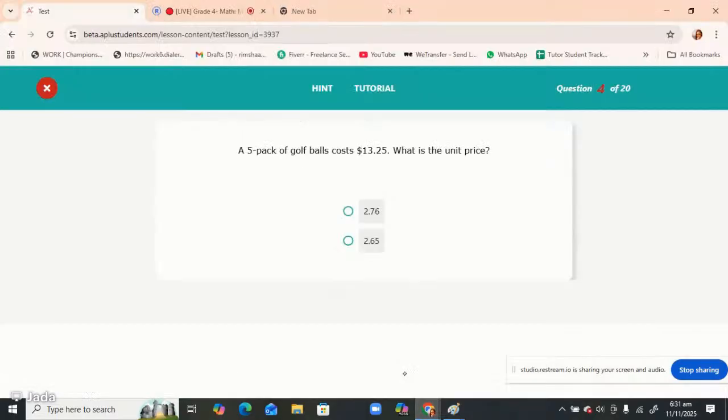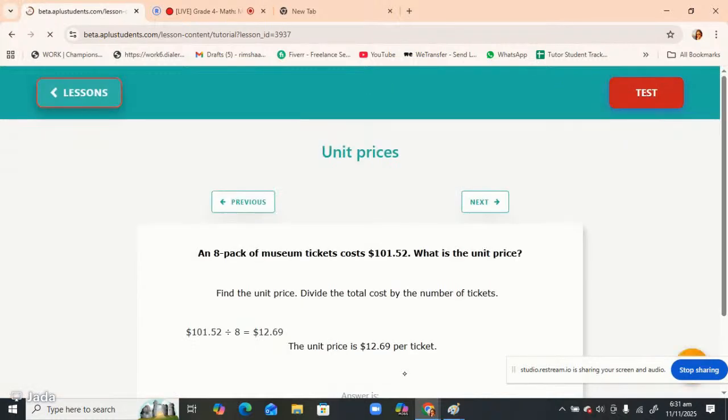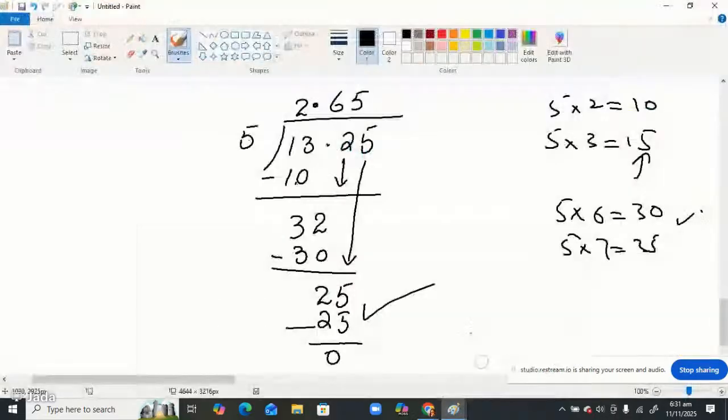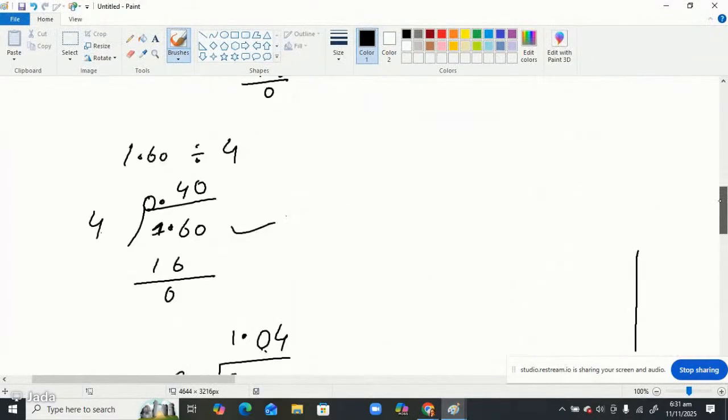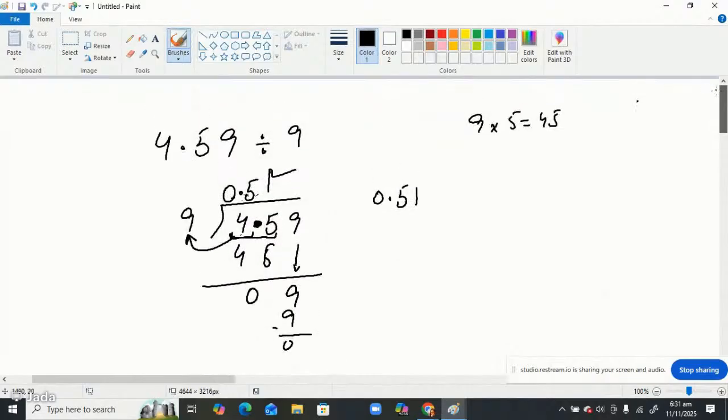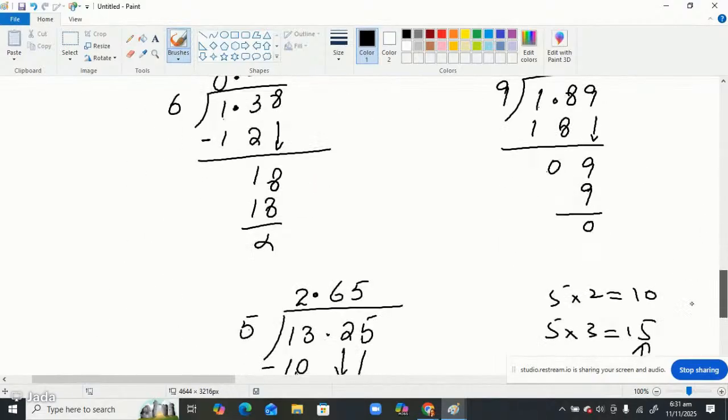And this is the right answer. Hope you guys understand this lesson. Solve the rest of the test questions regarding this lesson by using all these methods. Write down all these methods in your notebook, then it will help you to solve the questions later.